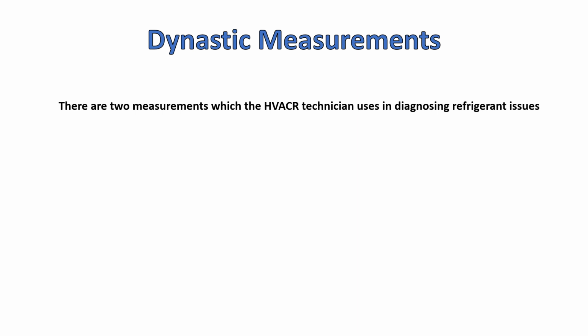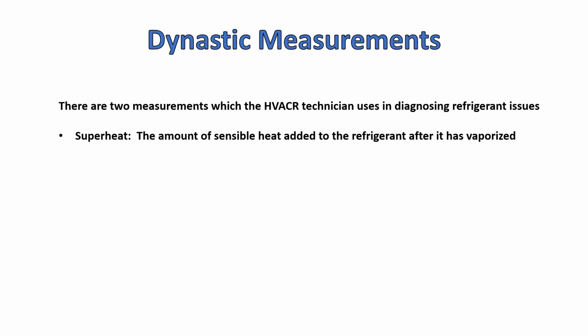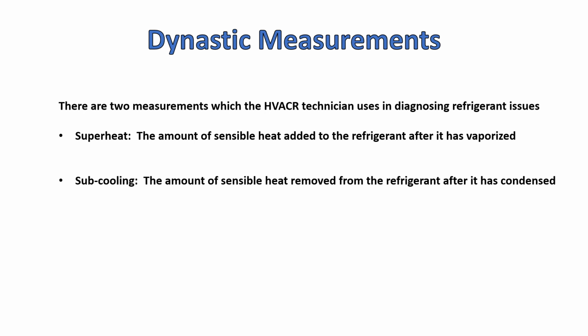There are two measurements which the HVACR technician uses in diagnosing refrigerant issues. Superheat, the amount of sensible heat added to the refrigerant after it has vaporized. Subcooling, the amount of sensible heat removed from the refrigerant after it has condensed.